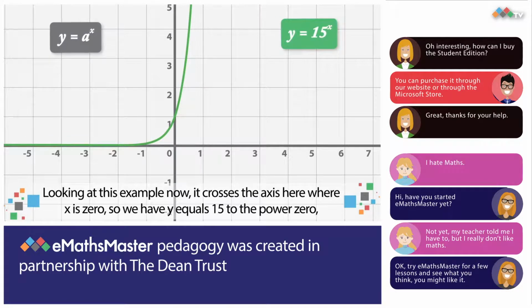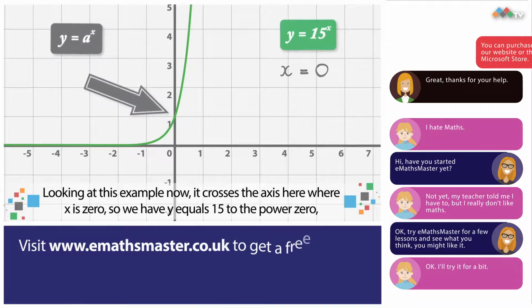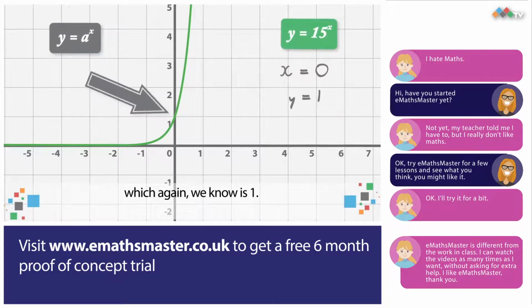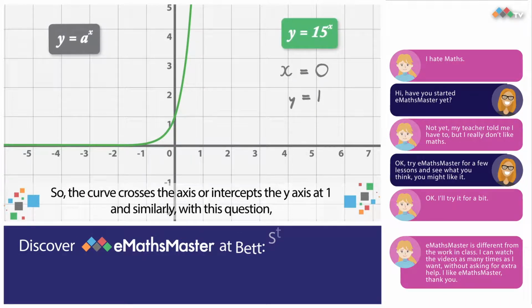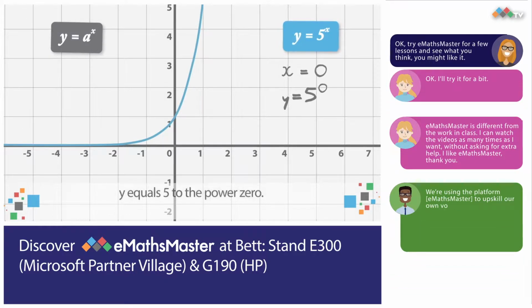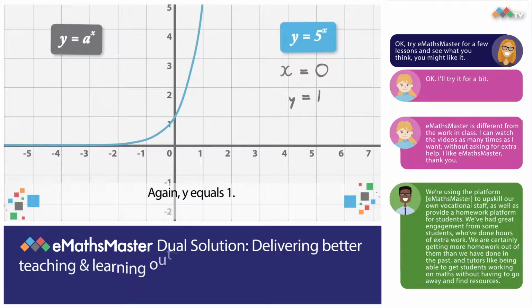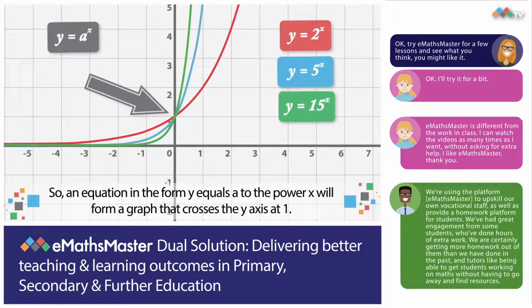Looking at this example now, it crosses the axis here, where x is 0. So we have y equals 15 to the power 0, which again we know is 1. So the curve intercepts the y-axis at 1, and similarly with this question, y equals 5 to the power 0. Again, y equals 1. So an equation in the form y equals a to the power x will form a graph that crosses the y-axis at 1.